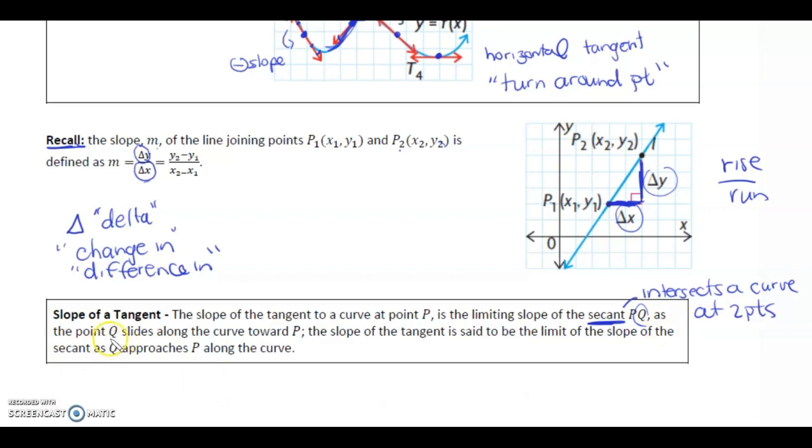Okay, as the point Q slides along the curve toward P, and I'm going to show you in the next diagram, the slope of the tangent is said to be the limit of the slope of the secant as Q approaches P along the curve.